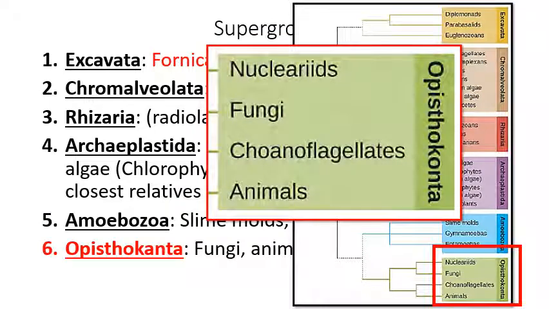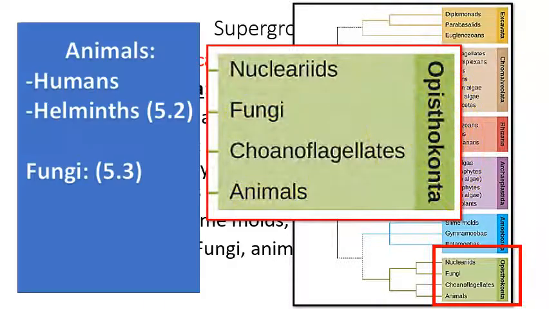Finally, just mentioning that the opisthokonta are the supergroup that eventually evolved into the fungi and the animals, which includes the humans. So the opisthokonta are a supergroup of protists that we believe we evolved from a long time ago. All right, so we're not going to talk about humans or fungi or helminths because we're going to talk about those in future lectures.